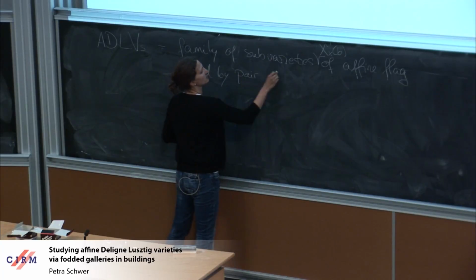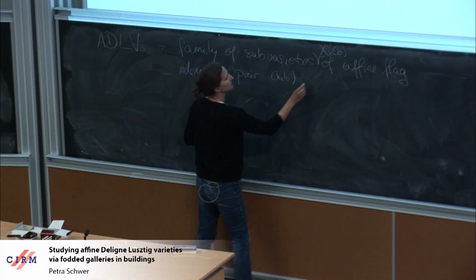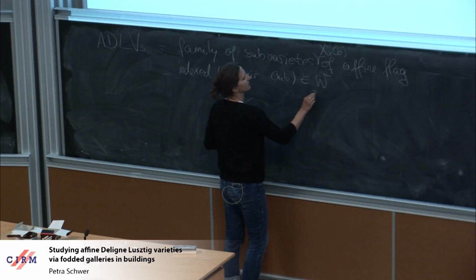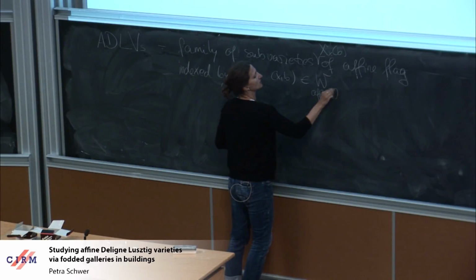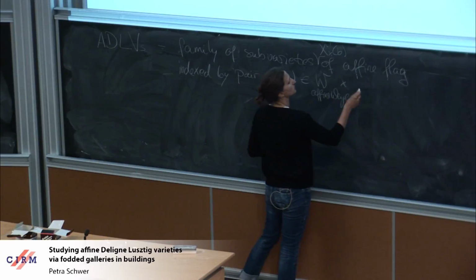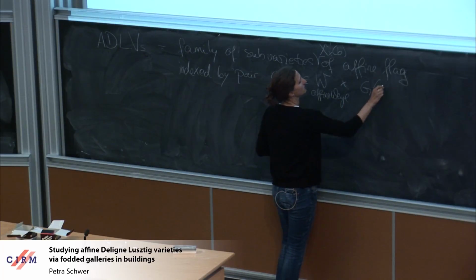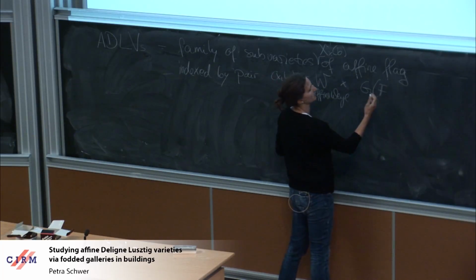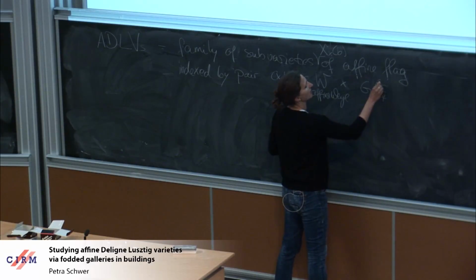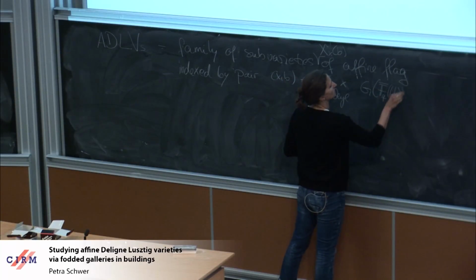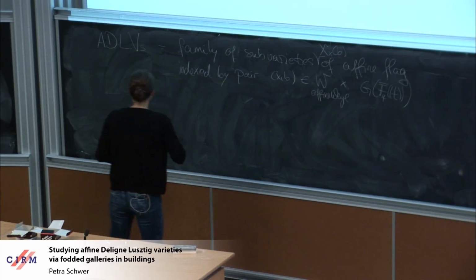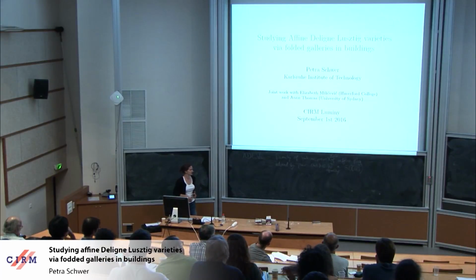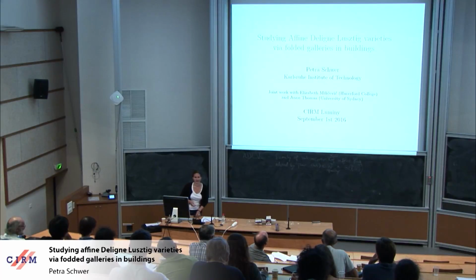And this pair (x, b) lives inside the affine Weyl group times the group G you're looking at. In the case of affine Deligne-Lusztig varieties, this will be F_q-bar Laurent series in t. So we have this family of varieties which we want to study, and in order to do so, we first need some combinatorics and geometry. This is why I'm going to start with Coxeter groups and Coxeter complexes.